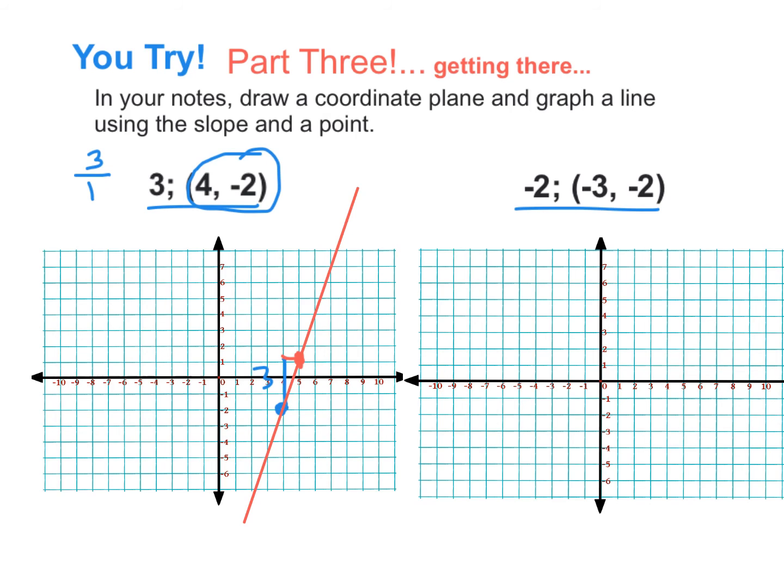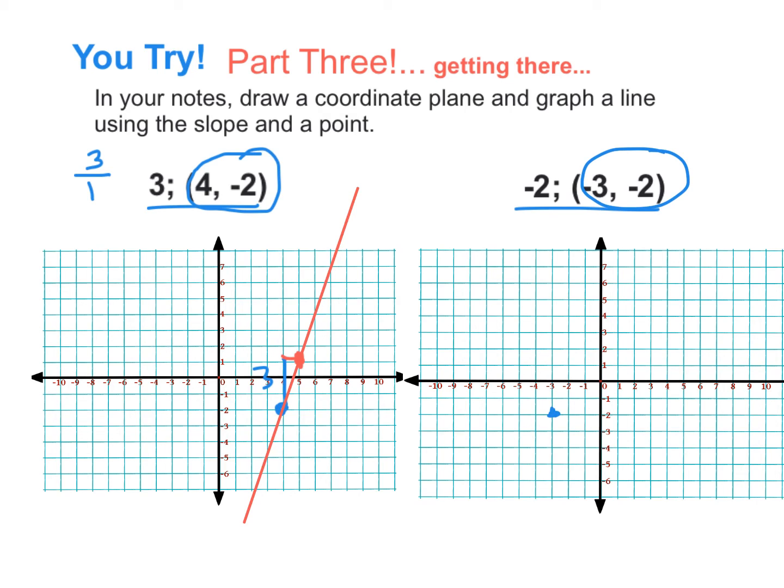And if I connect the dots, I have my line. So in the second example, same thing. We start with our starting point, -3, -2. So I go back -3, and then I go down -2.